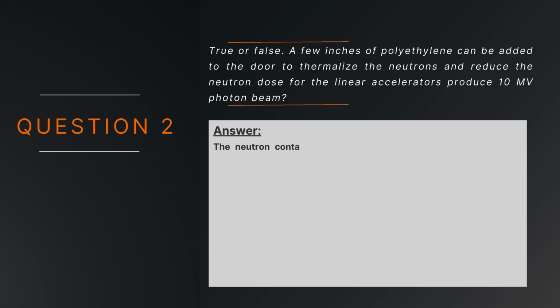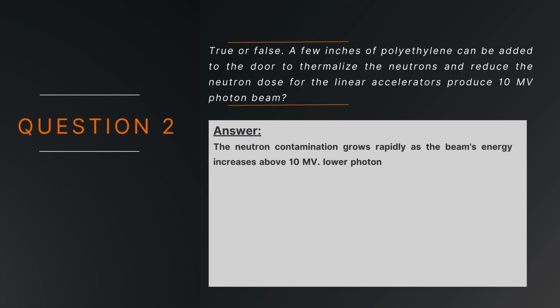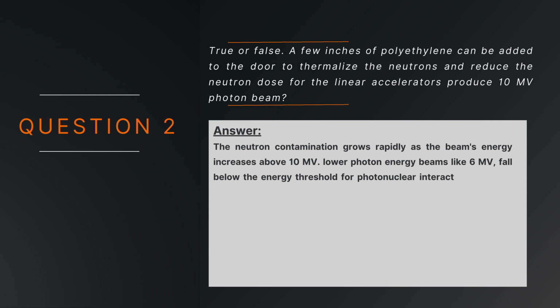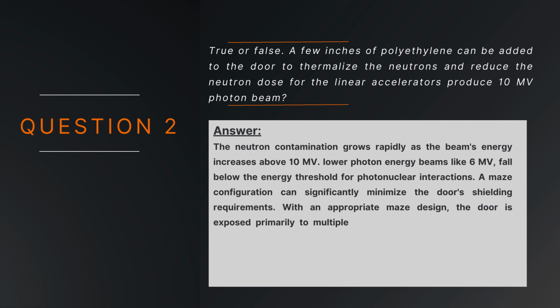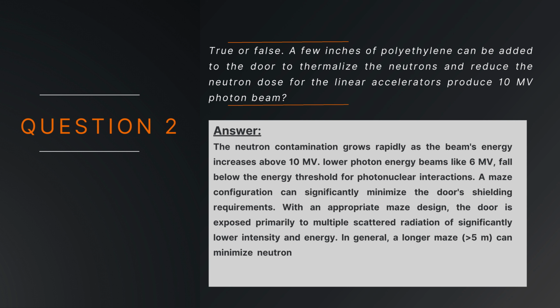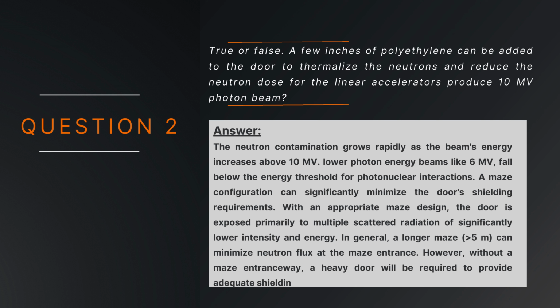The neutron contamination grows rapidly as the beam's energy increases above 10 MeV. Lower photon energy beams like 6 MeV fall below the energy threshold for photonuclear interactions. A maze configuration can significantly minimize the door's shielding requirements. With an appropriate maze design, the door is exposed primarily to multiple scattered radiation of significantly lower intensity and energy. In general, a longer maze, greater than 5 meters, can minimize neutron flux at the maze entrance. However, without a maze entranceway, a heavy door will be required to provide adequate shielding.